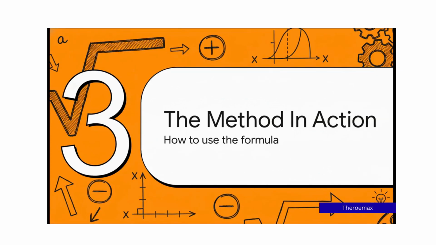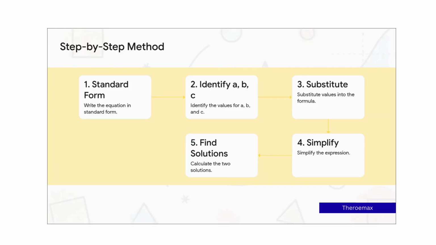Okay, so theory is great and all, but let's actually put this thing to work. We're going to walk through the exact steps right now to see how this powerful tool operates in the real world. So here's our step-by-step process. It's just 5 simple things to remember. First, get your equation into that standard form. Second, figure out what your a, b, and c are. Third, you're going to carefully plug those numbers into the formula. Fourth, you simplify everything. And finally, fifth, you calculate your 2 solutions. Ready? Let's give it a shot.